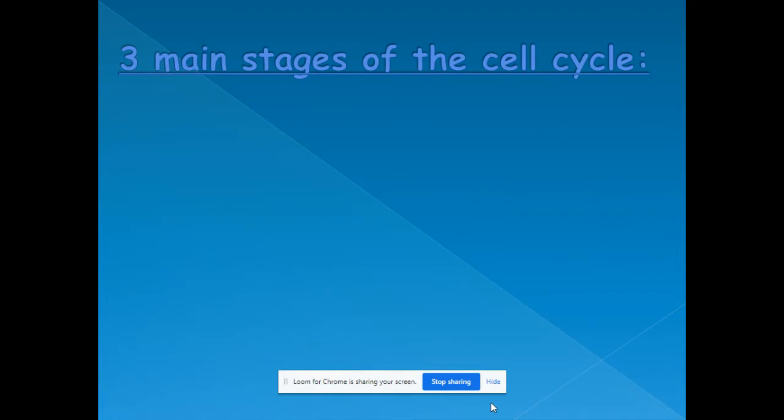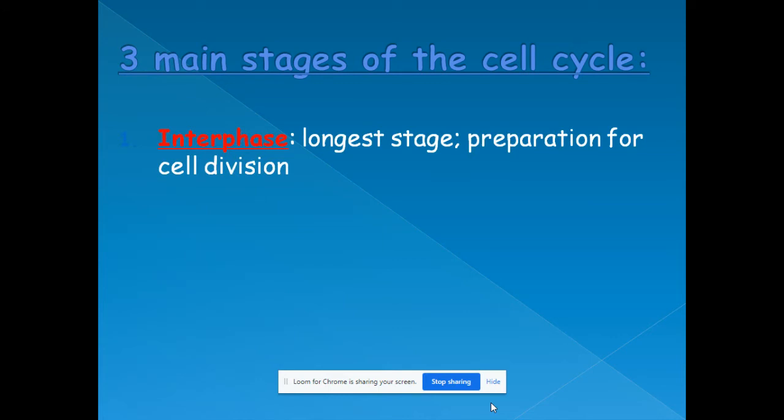There are three main stages of the cell cycle. So the cell cycle, or the cell life cycle, is composed of basically three different stages. Stage number one is what we call the interphase. It's the longest stage. It's a preparation for cell division.